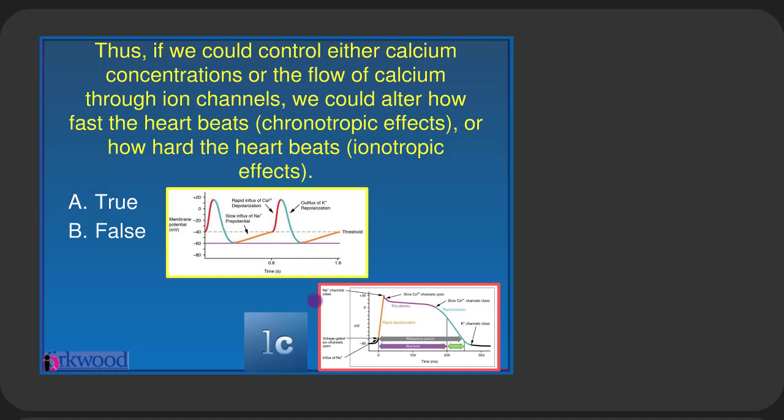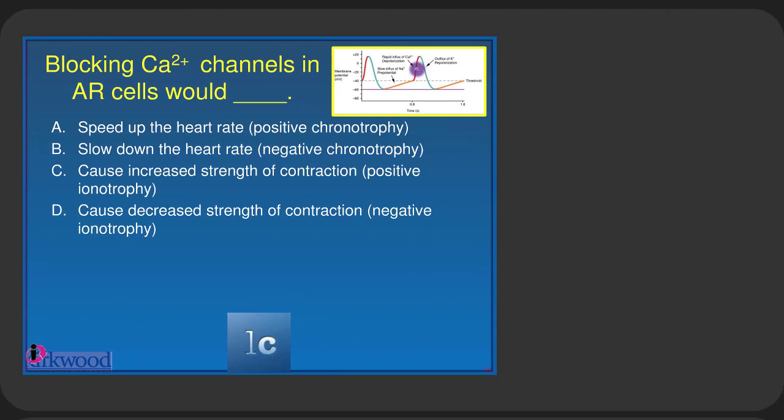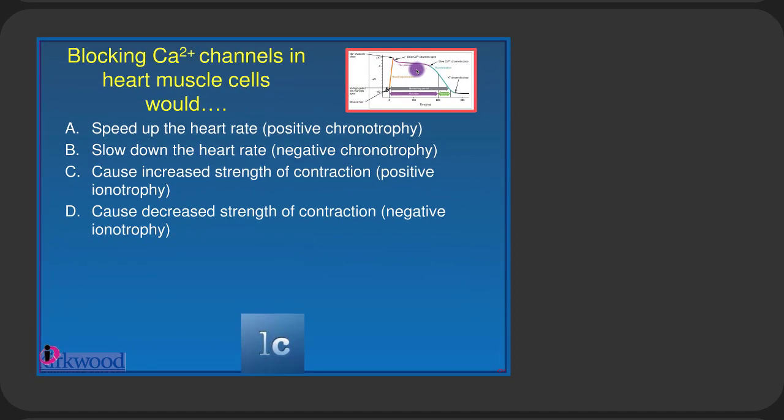When we have a drug that affects heart rate, it's called a chronotropic drug. When we have a drug that affects heart contractility, it's called inotropic. Blocking calcium channels in AR cells would slow down the rate, and it would stretch out this action potential, so it would slow down heart rate. That's a negative chronotropic drug, so I like B here. Blocking calcium channels in heart muscle cells would remove the ability of calcium to cause contraction. That would decrease the strength of contraction, and that's called a negative inotropic drug. That answer is D.